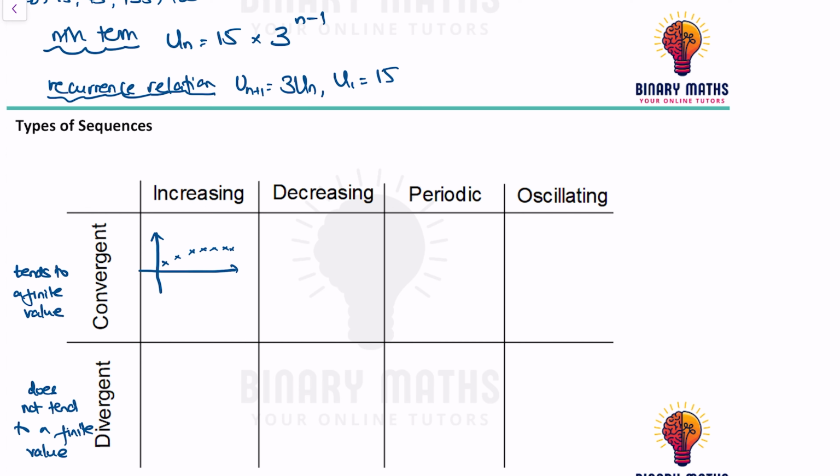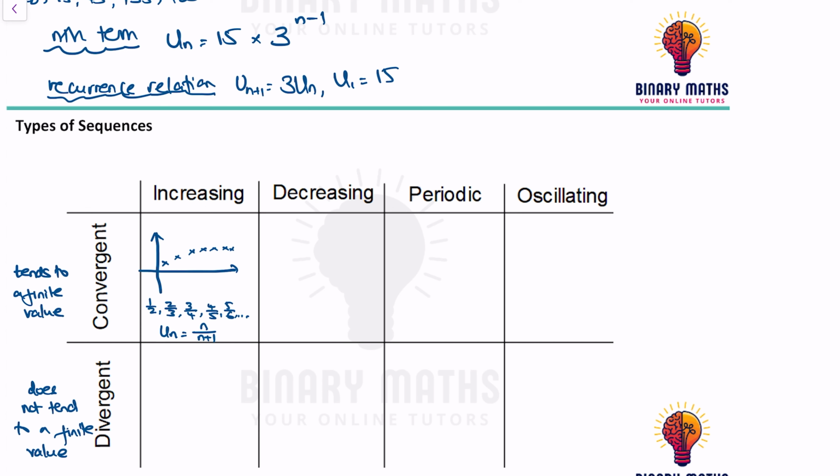So for example, if I look at this sequence, a half, 2/3, 3/4, 4/5, 5/6, you can see this sequence is getting closer and closer to 1. So it's tending towards 1, which means it's converging to 1. And it's also increasing, because it's getting closer and closer to 1. It's increasing, but it's not getting to 1. So that is a sequence that's convergent and increasing. un is equal to n over n plus 1.